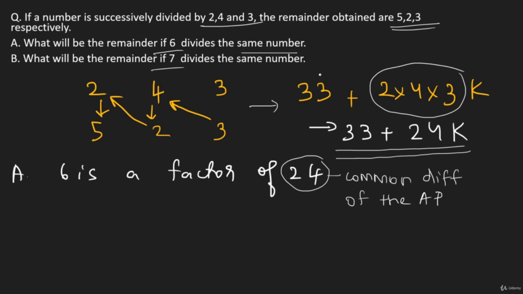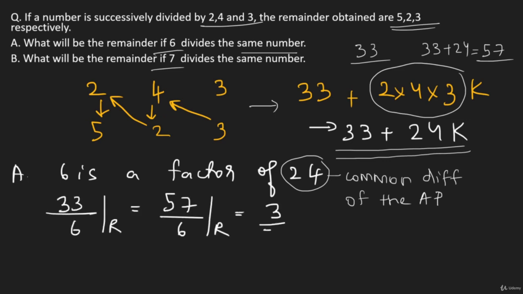So what's the first term of this AP? It's 33, right? The second term would be 33 plus 24. That's equal to 57, right? Now let's try dividing 33 and 57 by 6, and let's see what's the remainder. 33 by 6 gives you a remainder of 3, because 33 is equal to 30 plus 3 and 30 is 6 into 5. Similarly, 57 by 6 also gives you a remainder of 3. Therefore, we see that the answer for the first question is 3.